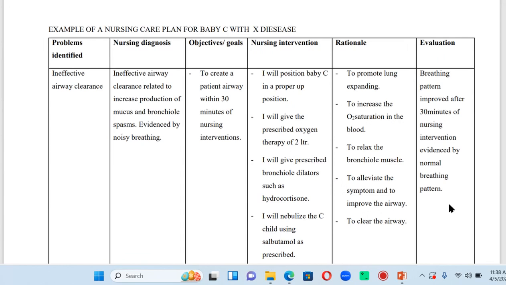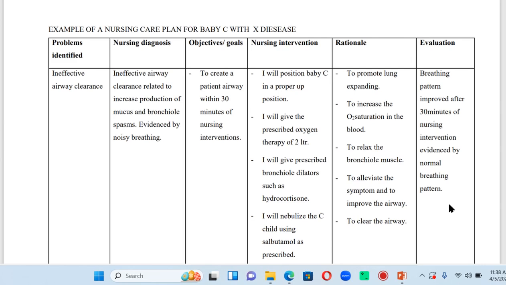For example, when you say ineffective airway clearance, that is, you identified the problem. Then in your nursing diagnosis, you are going to say ineffective airway clearance related to, so you can use words like due to, something that is causing ineffective airway clearance. So you are going to say due to production of mucus and bronchospasms. These are the things that are causing ineffective airway clearance.